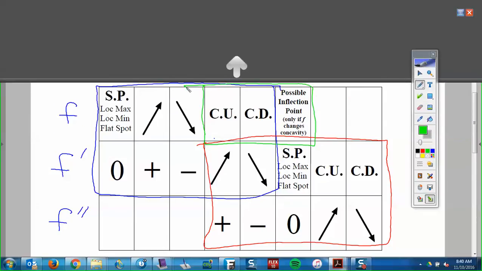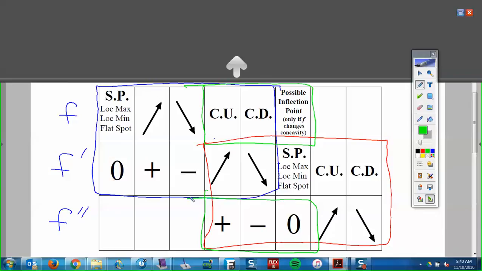We get this right here. That's what I want to focus on today. The green box. Or boxes. Because the red box is nothing more than what we already learned. So if you get a problem that's talking about F prime and F double prime, well, that's the same thing you've got with F and F prime.